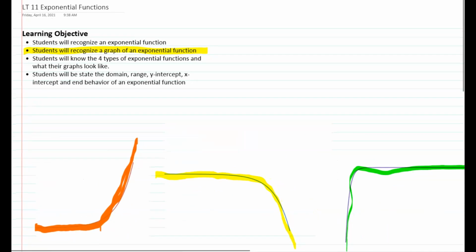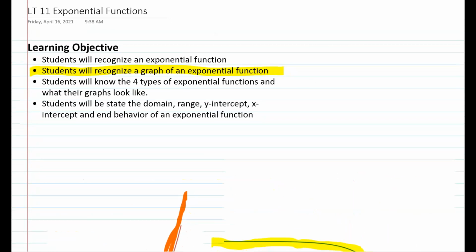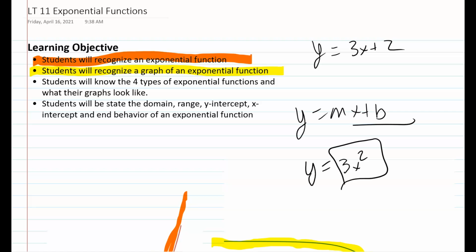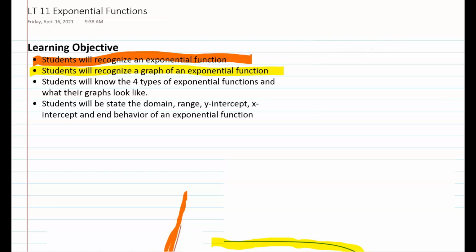Because the next thing we want to do is recognize an exponential function. What that means is, you know how you had a line? You would say, oh, that's an equation of a line. Or we had a quadratic. Oh, that's a quadratic, I recognize that. Now we're going to recognize an exponential function.